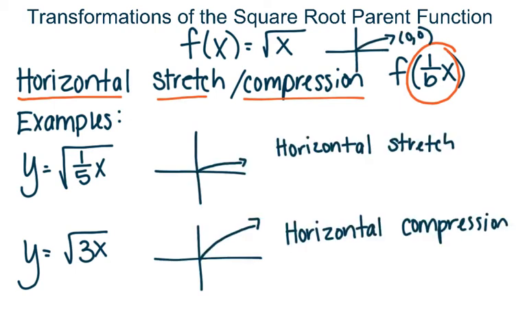Okay, so the 1/5 in front of the x is a horizontal stretch. Think about stretching the graph to the right. And then the next one is the horizontal compression. Think about smushing that graph, but smushing it horizontally.